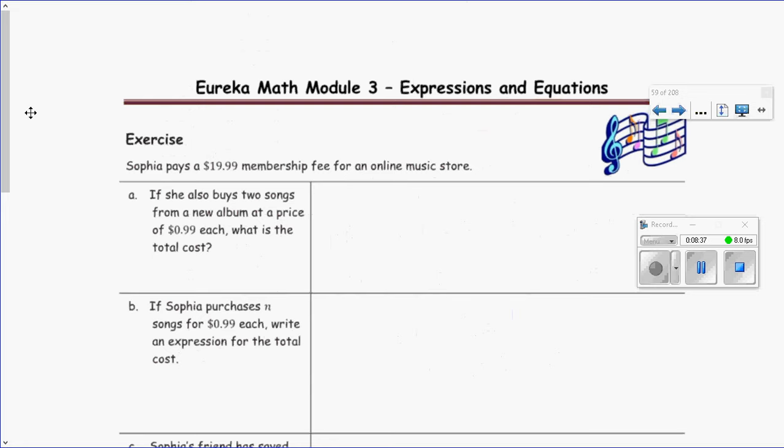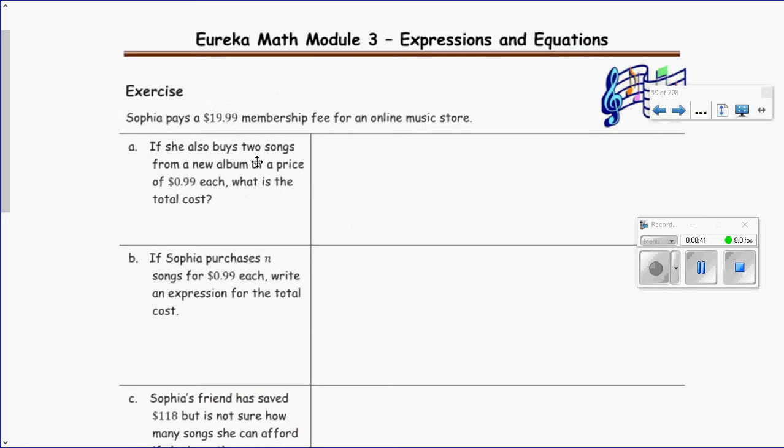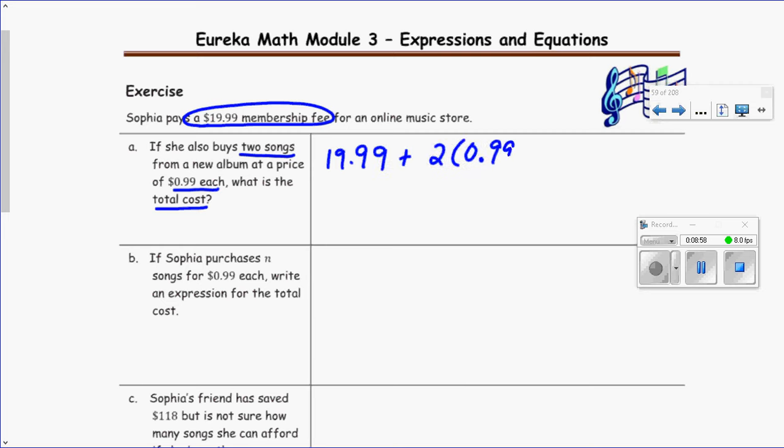Sophia pays a $19.99 membership fee for an online store. If she also buys 2 songs from a new album at a price of 99 cents each, what is the total cost? Okay, so she pays a membership fee. That's a one-time thing. She pays a membership fee, and she buys 2 songs, and each one is 99 cents. Go ahead and solve that and see how much that is. Pause it so that you can check it.